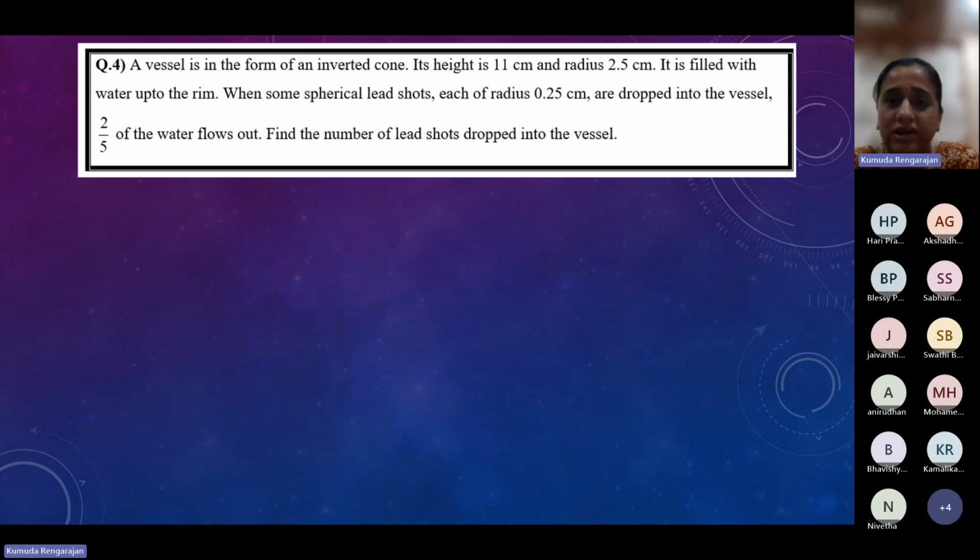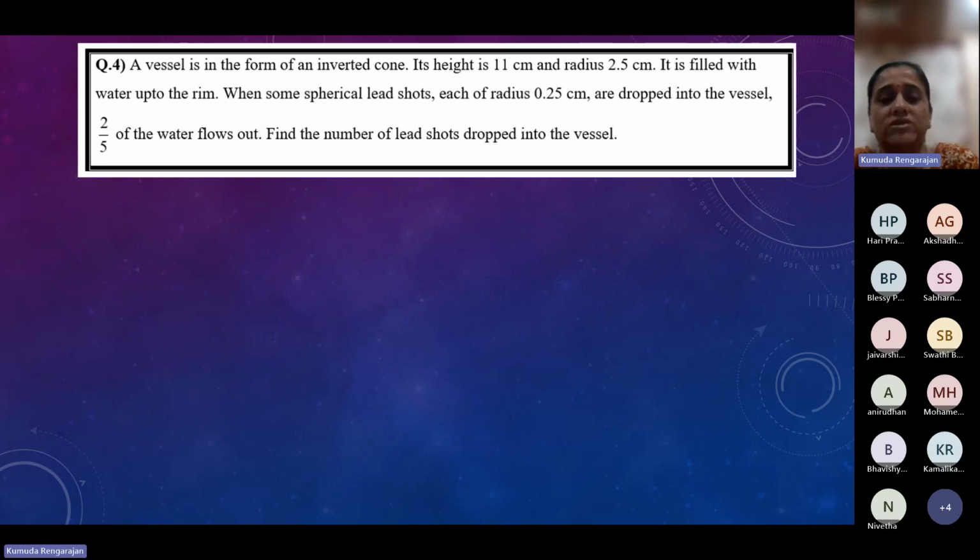So for the sphere, we know the radius. What else do we need? For a sphere, you only need this value, radius. That's given. But how many spherical lead shots is not given. So when some spherical lead shots, each of radius 0.25 centimeters, are dropped into the vessel, what happens? 2/5 of the volume of water flows out.